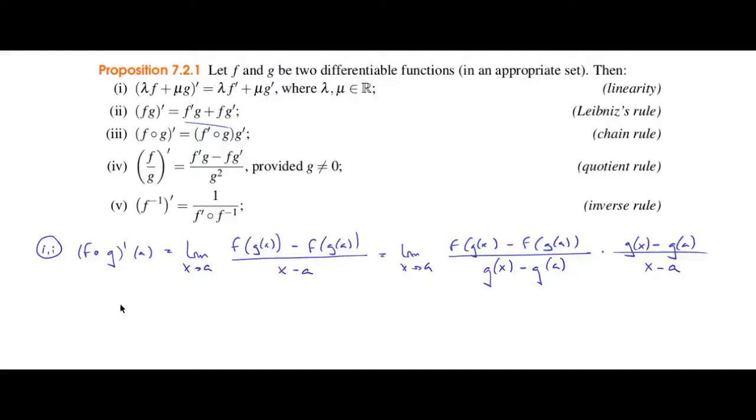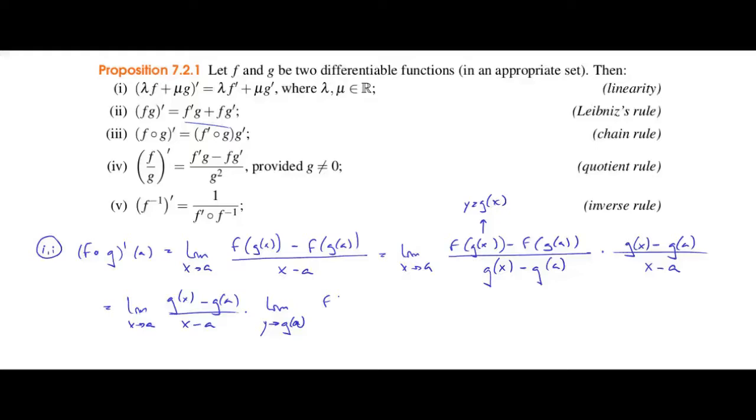Now the limit of this thing, g at x minus g at a divided by x minus a, is going to be g prime. Okay, and then we have the limit, and let me rewrite this. When x goes to a, we can call g of x, let's call it y. So y is equal to g of x. When x goes to a, y goes to g of a, right?